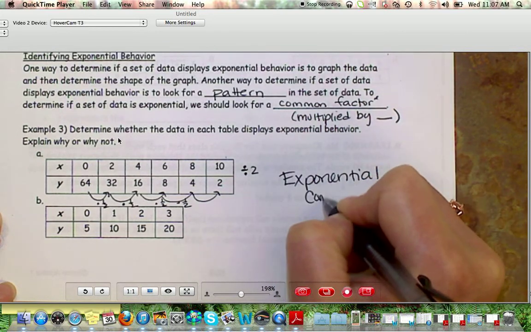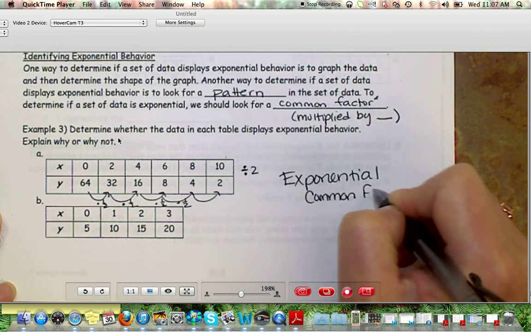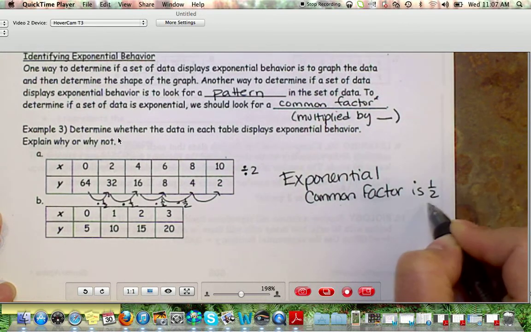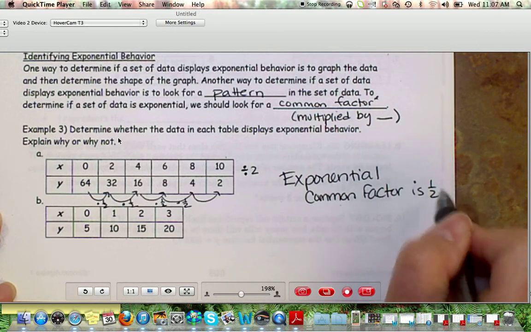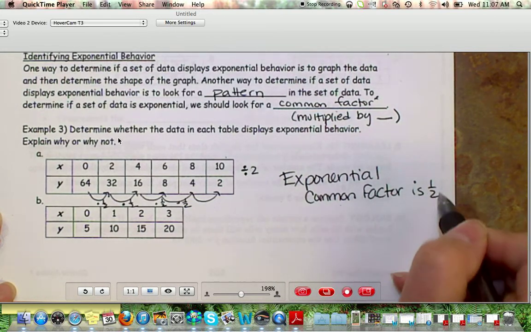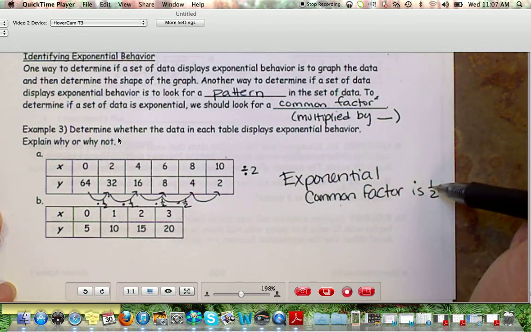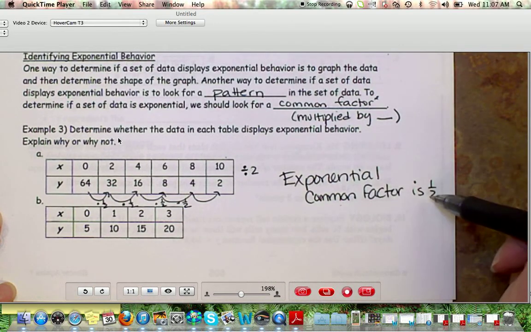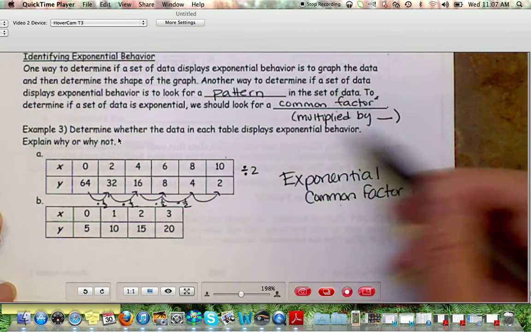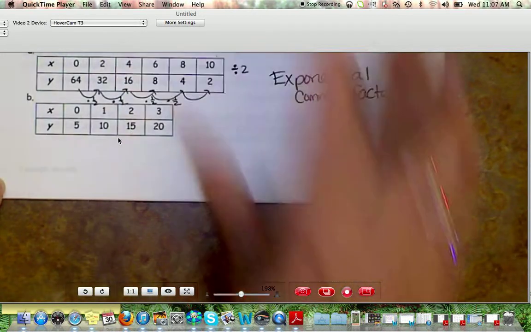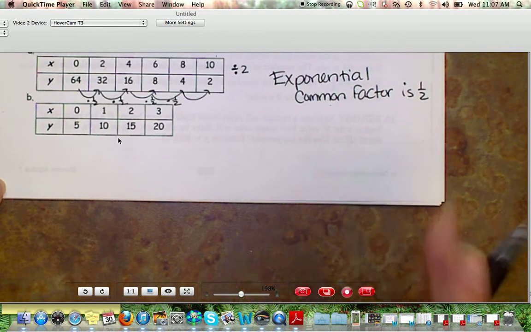The common factor is 1/2. So we have to state what it's being multiplied by. If you wrote the common factor as 2, that's actually incorrect. So you need to be careful. We're multiplying by 1/2, which tells us it's getting smaller. If you say the common factor is 2, then that would tell us that it's getting bigger. So you have to be careful that you write what you're being multiplied by.